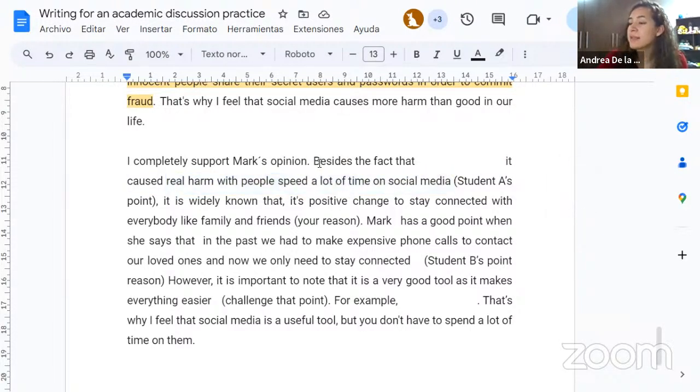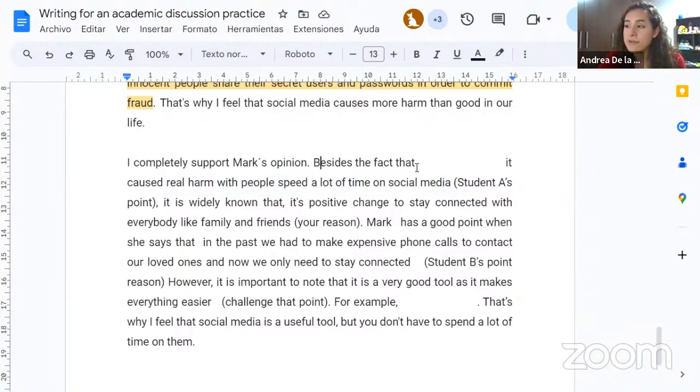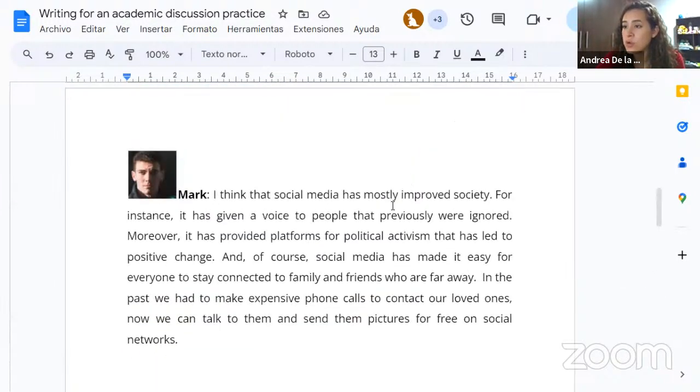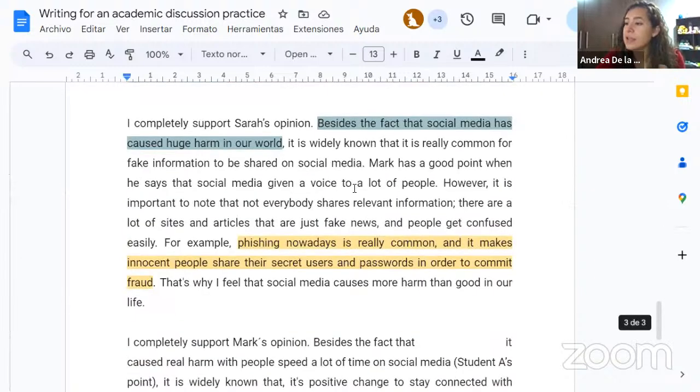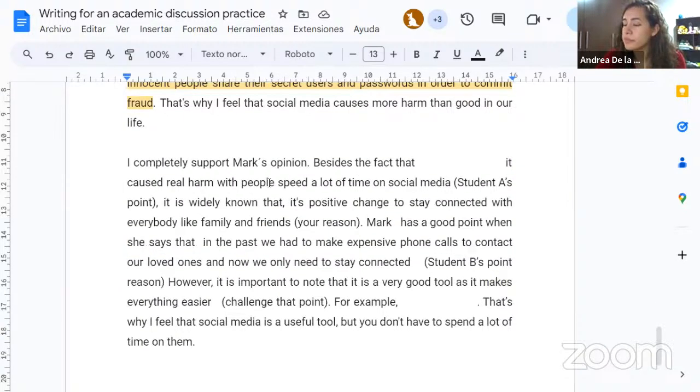What you needed to say was, besides the fact that, and then you need to look for Mark's reason, besides the fact that social media has given a voice to many people, and then you need to add your own reason, right? You say it is widely known that it's positive change to stay connected with everybody like family and friends. Okay, this is your reason. This is good. Only this, right?